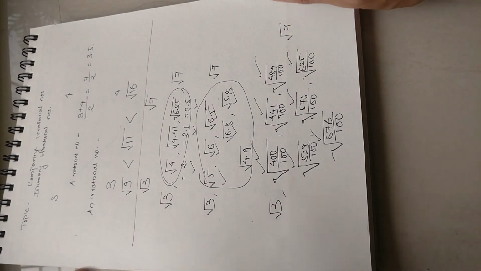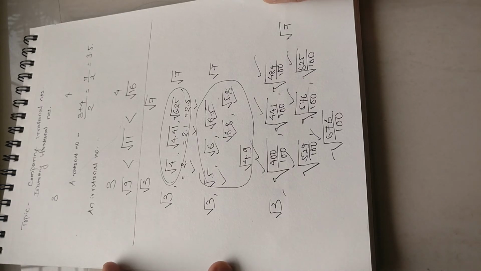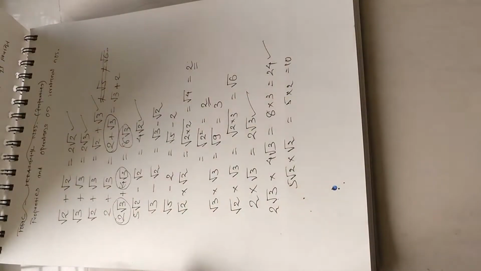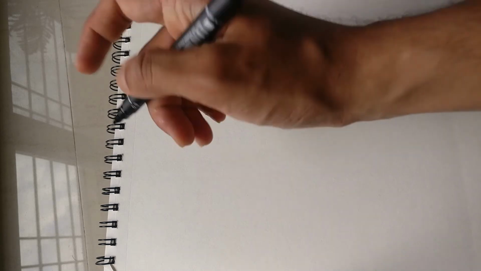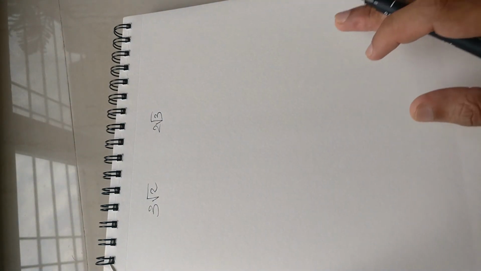So I hope you understand how to insert irrational numbers or rational numbers between two rational or irrational numbers, right? Now we will compare irrational numbers. Now this is a new topic. Let us compare irrationals. Okay, let's take one example: 3 root 2 and 2 root 3. Let us compare them.